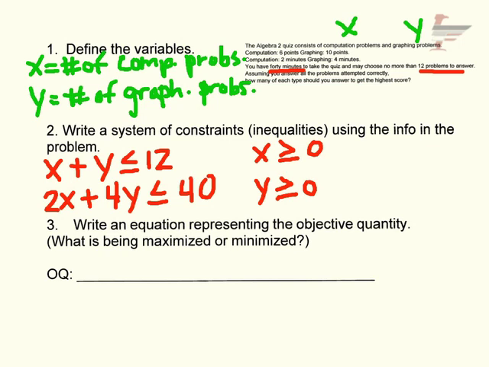Finally, we want to write our objective quantity. We want to maximize our score, so we know that our score is made up by the number of computation and graphing problems. We get 6 points for each computation problem and 10 points for each graphing problem.